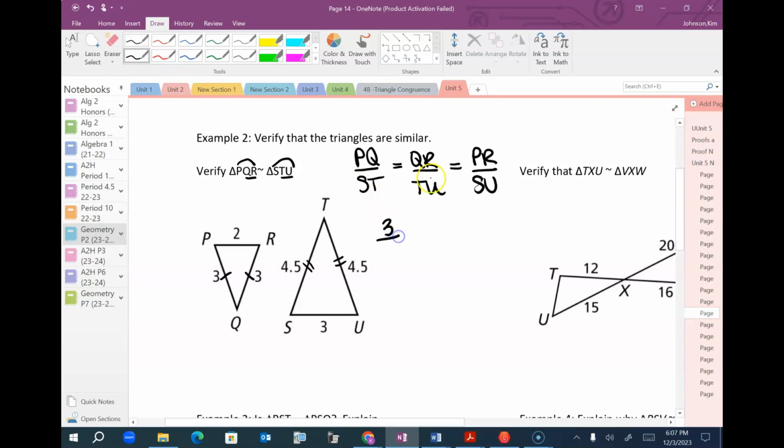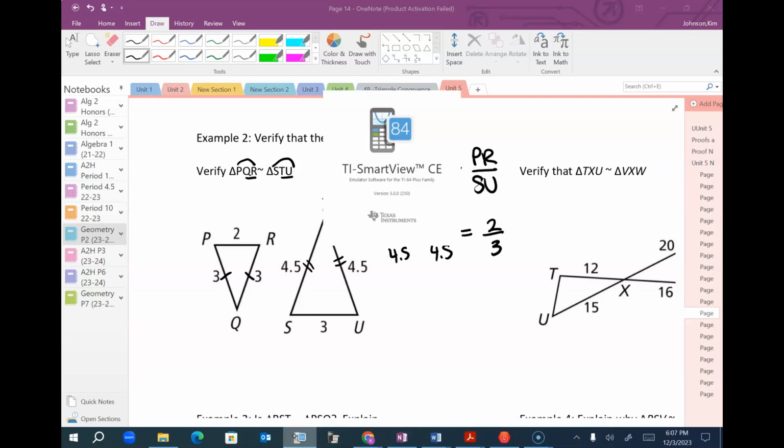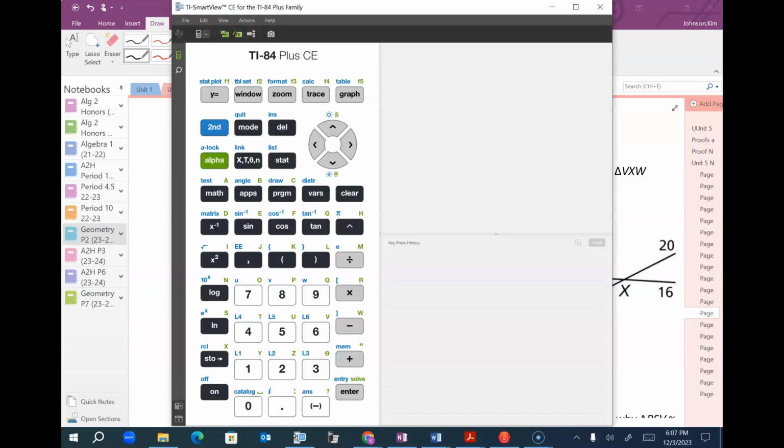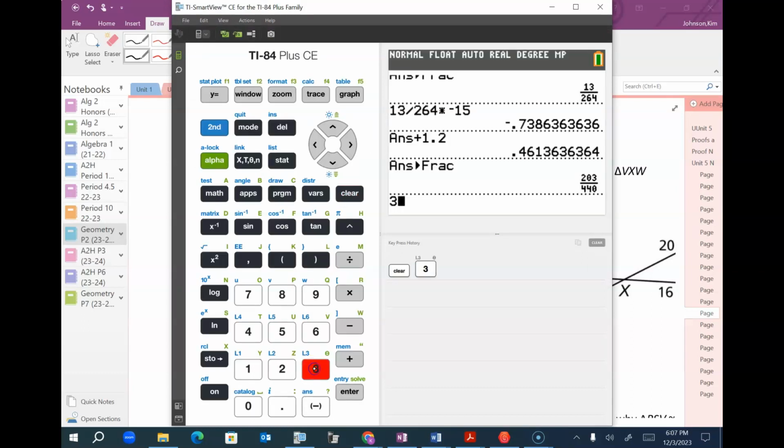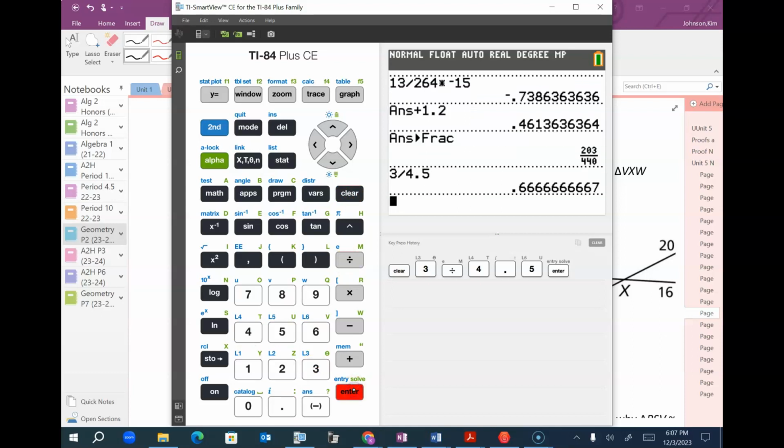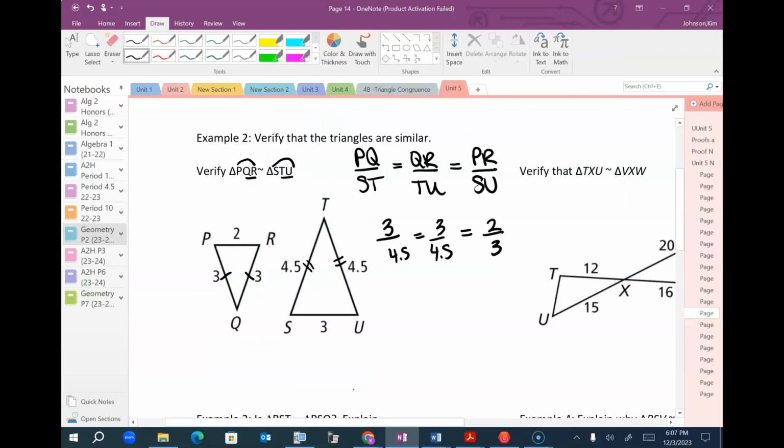So 3 is to 4.5 as 3 is to 4.5 as 2 is to 3. And a quick check, I'm going to do 3 divided by 4.5. I know that 2/3 is 0.6 repeating. So I'm going to just check what 3 divided by 4.5 is really quick. Oh, good. That's also 2/3. So these are all 0.6 repeating. So I can say yes, these are similar by side, side, side.